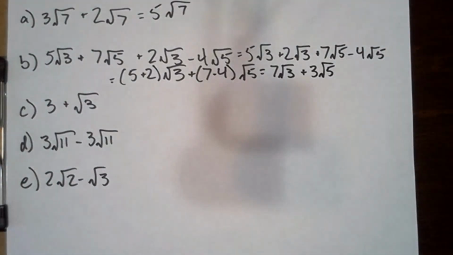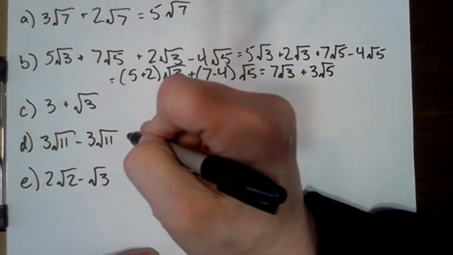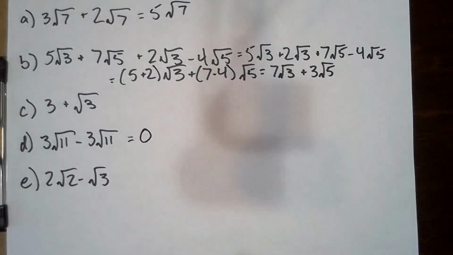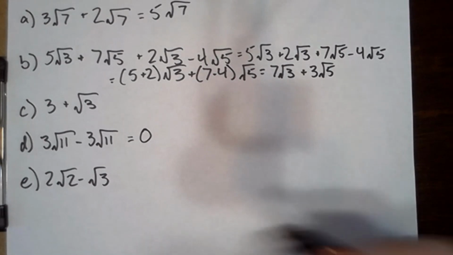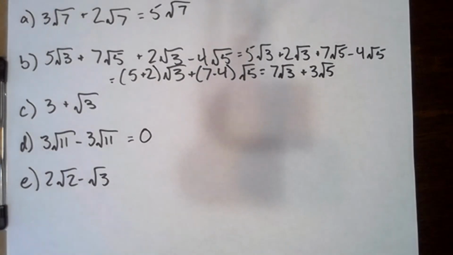When we get to 3 plus the square root of 3, there's nothing we can do here. They don't have the same radical part, even though 3 is the square root of 3 squared. We just leave it that way. Now we've got 3 times the square root of 11 minus 3 times the square root of 11, and that's just 0 because anytime we subtract something from itself, we get 0. Finally, we've got 2 times the square root of 2 minus the square root of 3, and we can't do anything with that because they have different radical parts.